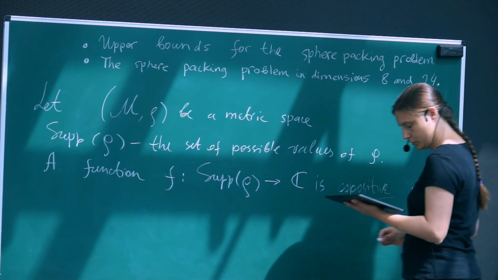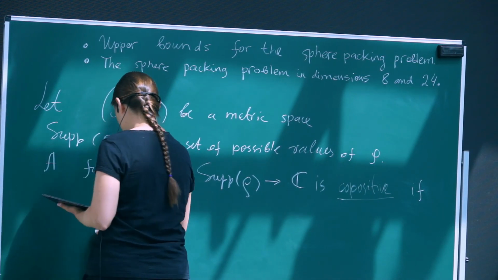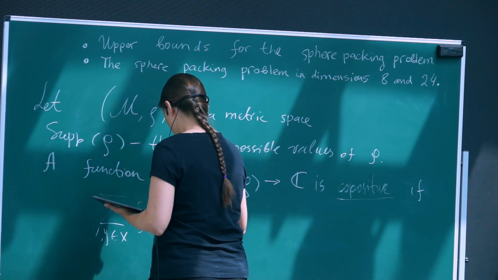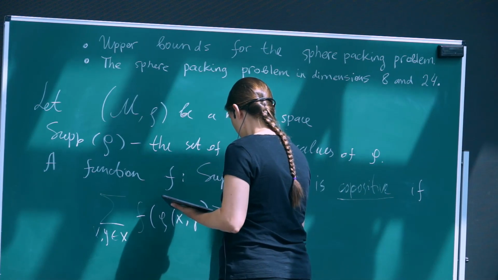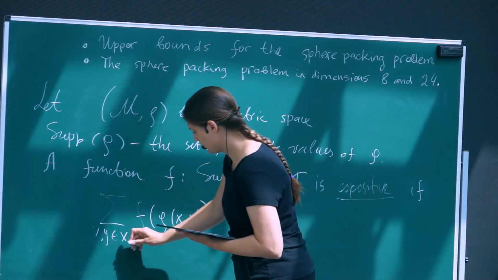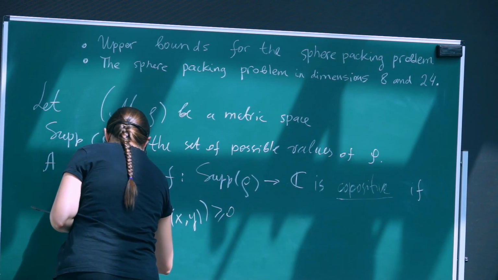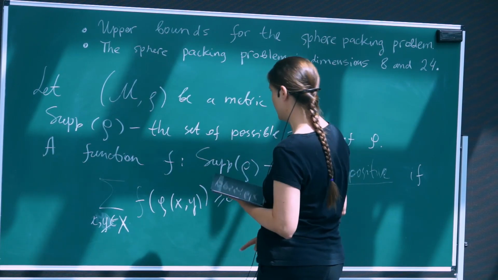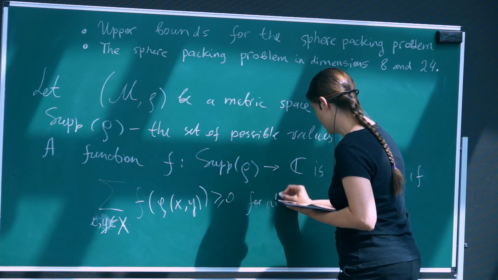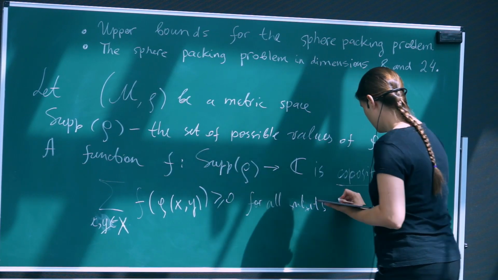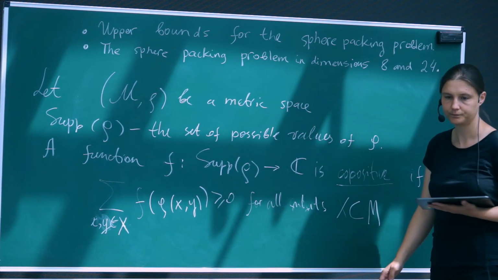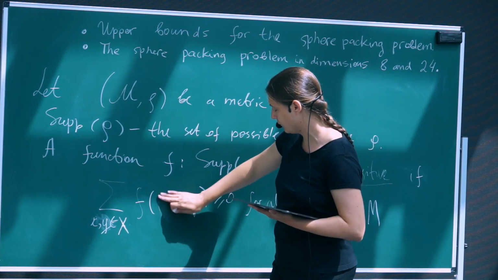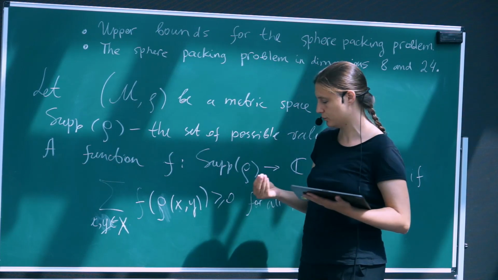if the following condition holds: the sum of such values is always non-negative for all finite subsets. So this is small x, and this is a capital X. And this should be true for all finite subsets capital X of our metric space M. So here we fix a finite set, we consider all pairs of points in this finite set, and we compute such a sum. We evaluate f on the distance between these 2 points.